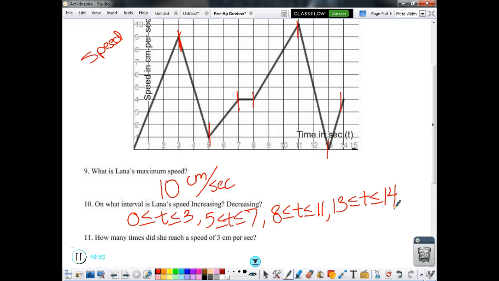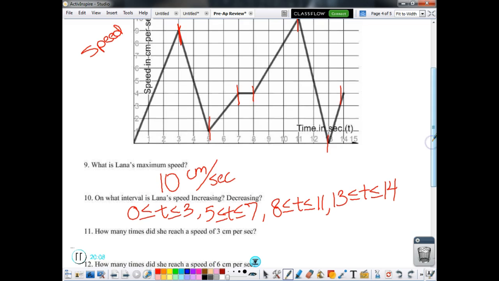Okay, how many times did she reach a speed of 3 centimeters per second? 4. Let's do it. 3 centimeters per second is the y value. So 3 is right here. It happened once, twice, 3 times, 4 times, 5 times. She reached a speed of 3 centimeters per second 5 times.